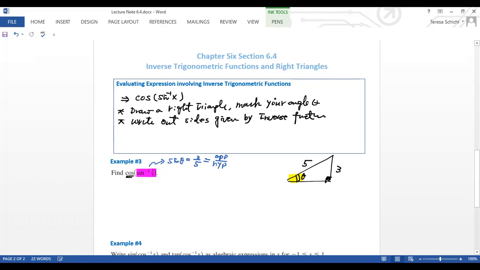So here, okay. Then the next step is to use the Pythagorean theorem, right? Use the Pythagorean theorem to find the missing side.